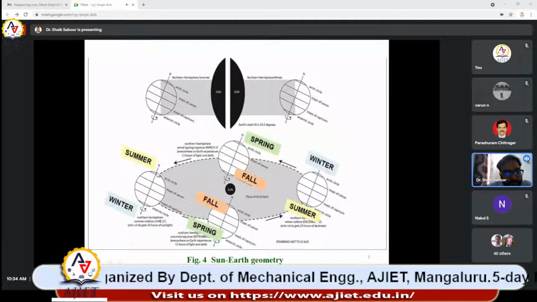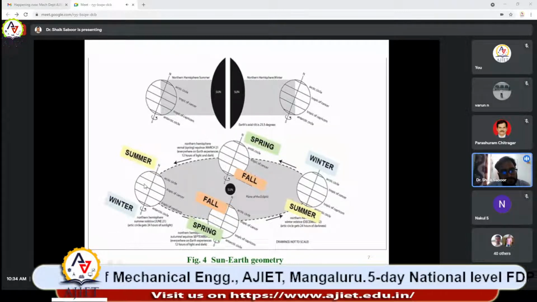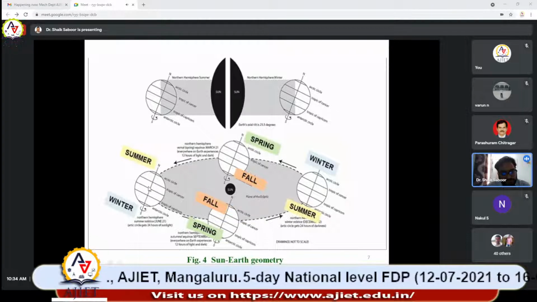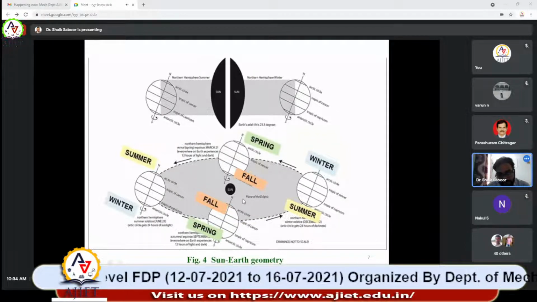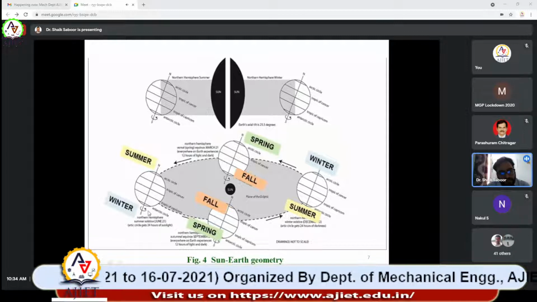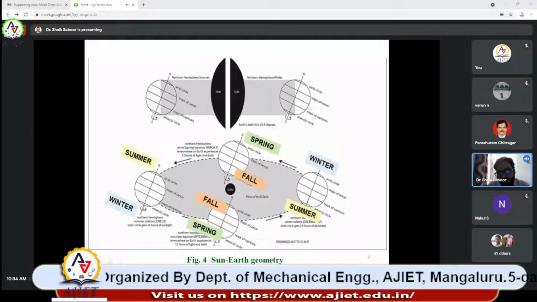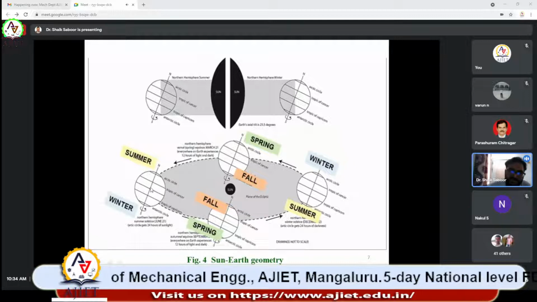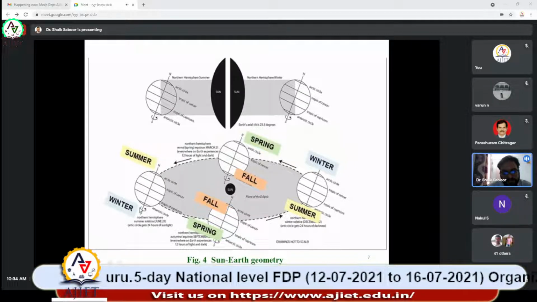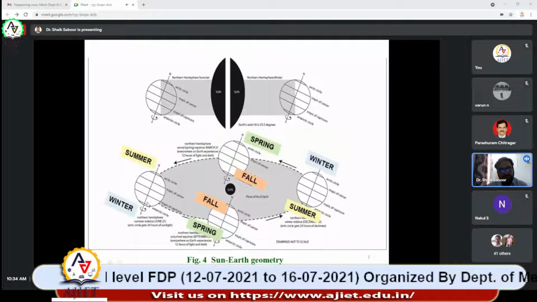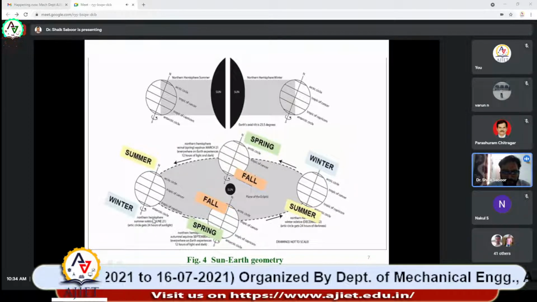If you look at the globe here, this is June 21st. The northern hemisphere is leaning towards the sun, and the southern hemisphere is far from the sun. As a result, the northern hemisphere will have summer during this season, whereas the southern hemisphere will have winter during this time, June 21st.